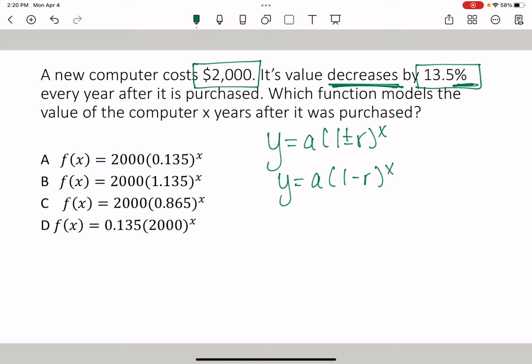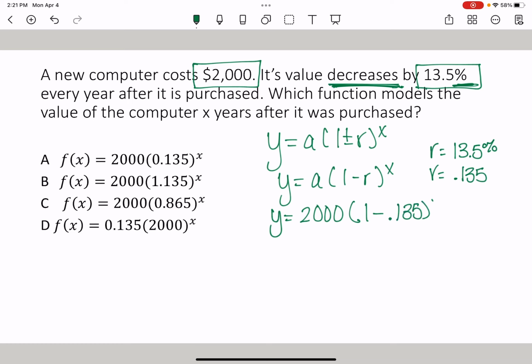So what we need to do is figure out what we need to plug in here. So 2,000 is going to be my starting value. So I have 2,000 times 1 minus that r, that 13.5%. I need to convert to a decimal. So that's going to be r equals 0.135. So 1 minus 0.135 to the x. So that's going to give me y equals 2,000 times 0.865 to the x, which is answer choice C.